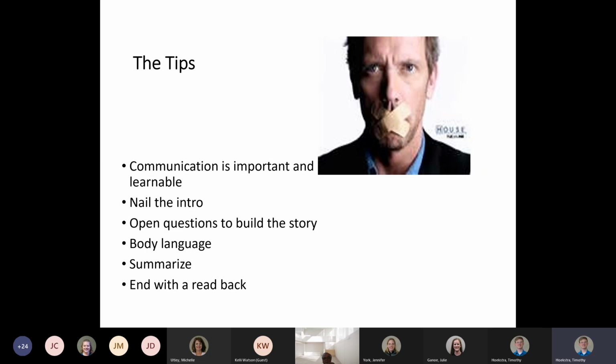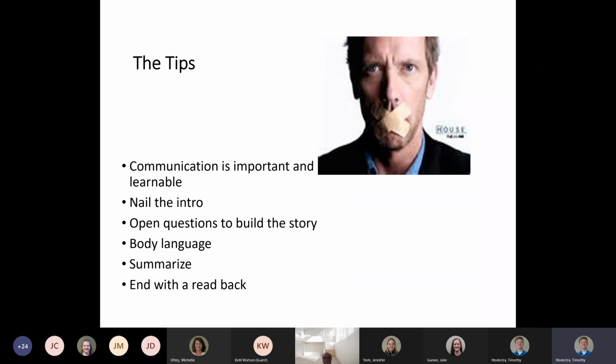And the communication parts I want you to remember: introduce yourself. You've got a golden minute. People decide right away if they like you, so go for it. Use open questions to build the story. Be careful of your body language, and make sure you're looking at the patient's body language. And then always summarize. Do a good reflective listening thing.